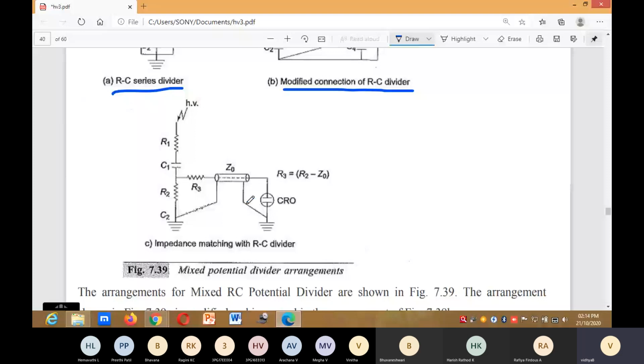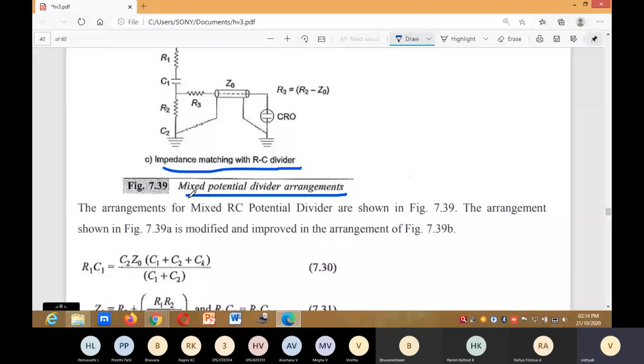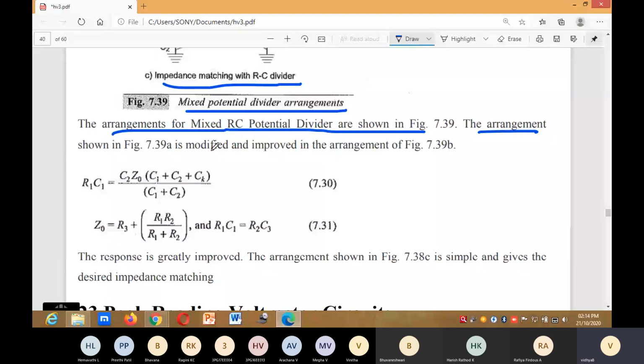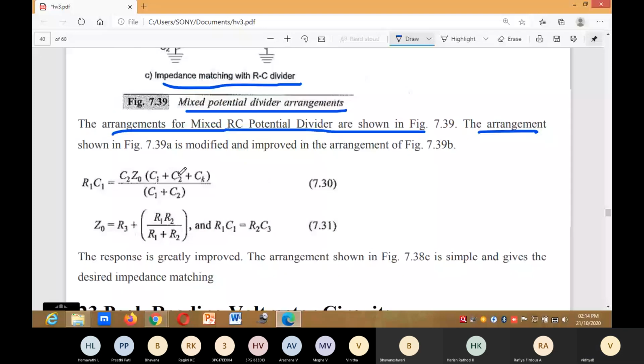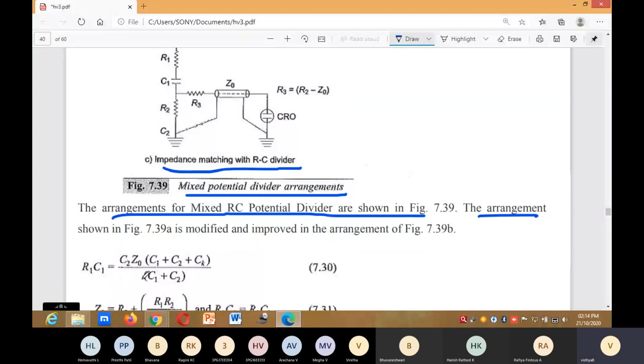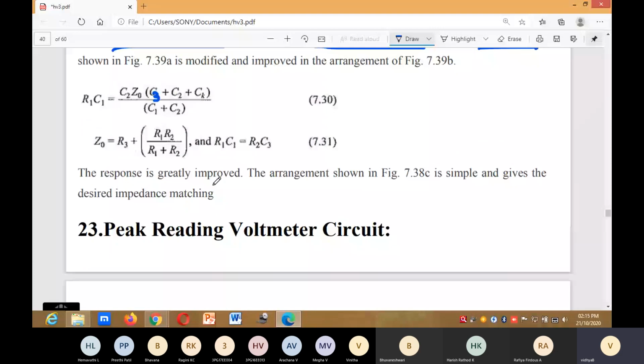Impedance matching with RC divider, mixed potential divider arrangements. The arrangement shown in the figure is modified and improved. R1 C1 is equal to C2 Z0 times open bracket C3 plus C1 plus C2 plus Ck close bracket divided by C1 plus C2. Z0 is equal to R3 plus open bracket R1 R2 divided by R1 plus R2 close bracket, and R1 C1 is equal to R2 C3. This is C3. The response is greatly improved and it gives the desired impedance matching.